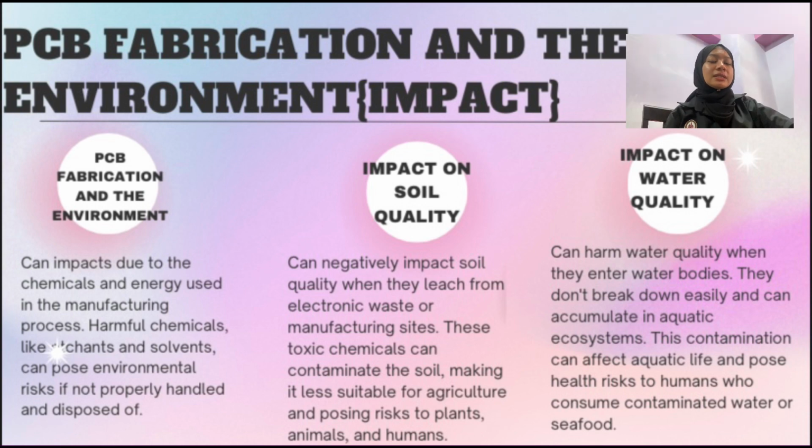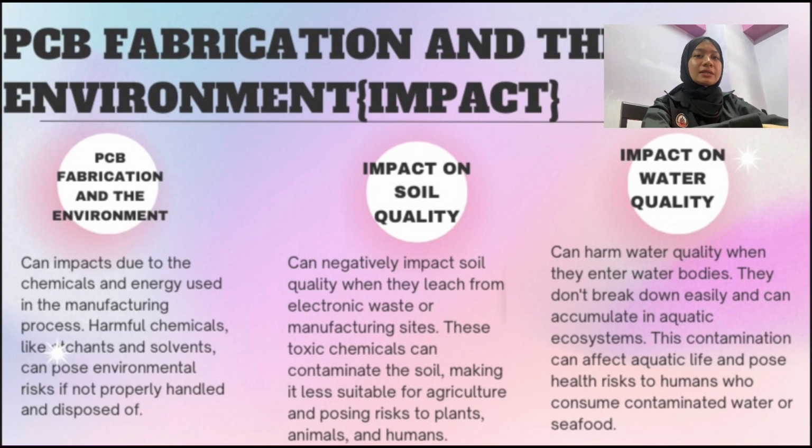So the second one is impact on soil quality. This can negatively impact soil quality when they leach from electronic waste or manufacturing sites. These toxic chemicals can contaminate the soil, making it less suitable for agriculture and also posing risks to plants, animals and humans, which means the soil cannot be used as before because it is a risk for us to use it on animals, humans, and plants, and the quality is dropping down.